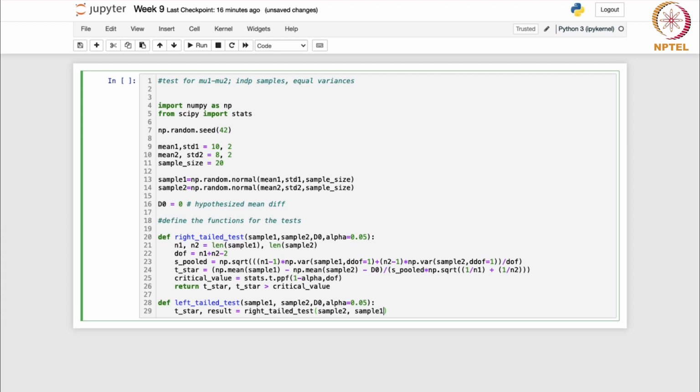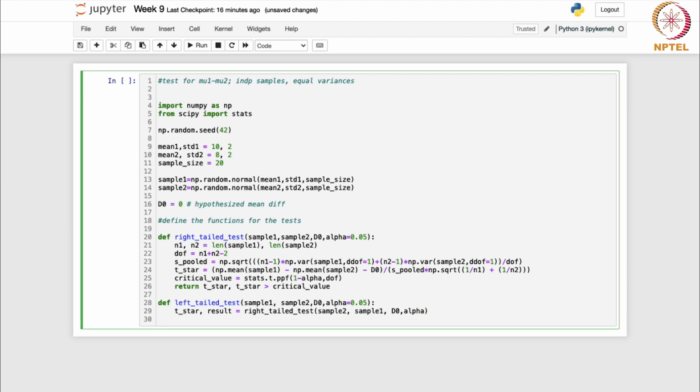So I will explain why I am writing it like this. Basically, what we are doing here is calling the previous function, the right tail test, but reversing the roles of sample 1 and sample 2. This effectively turns the right tail test into the left tail test, because you are now testing if the sample mean of the second one is significantly greater than your first sample mean, right?